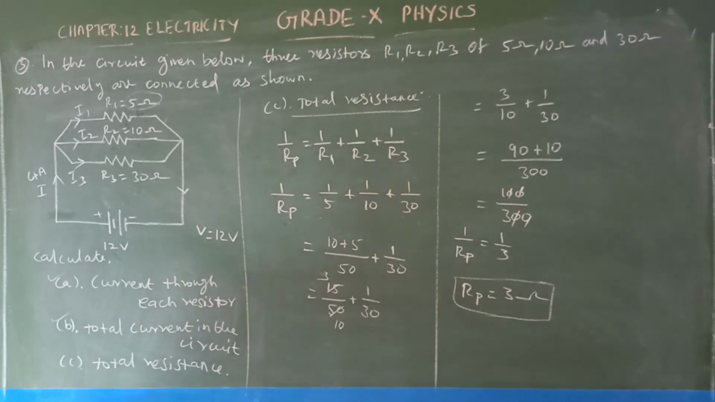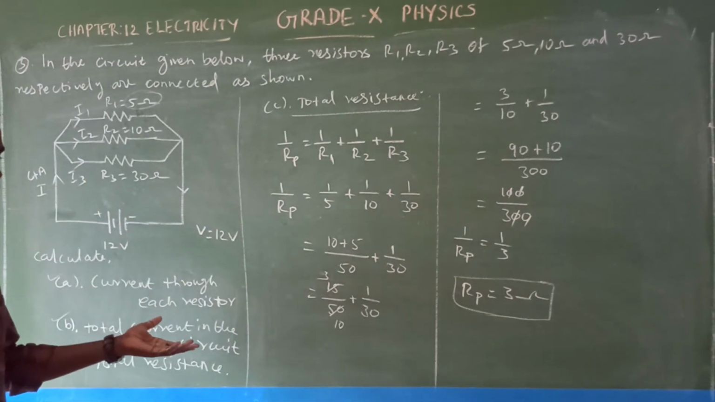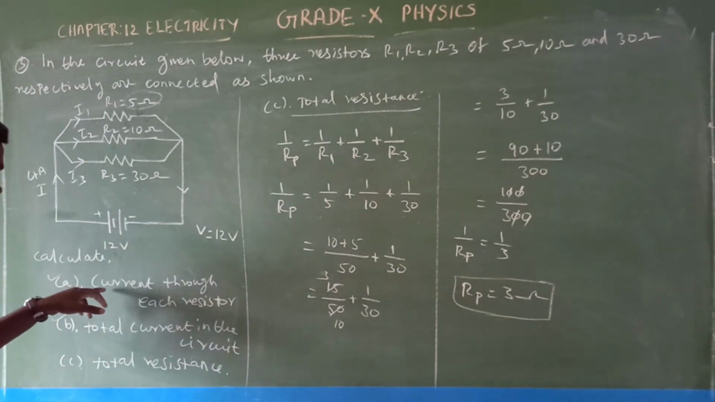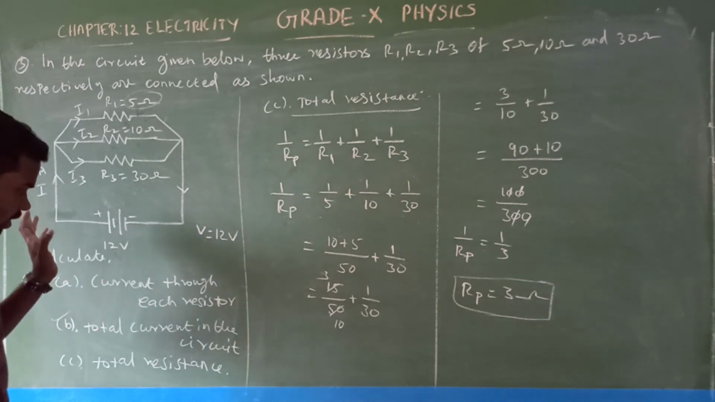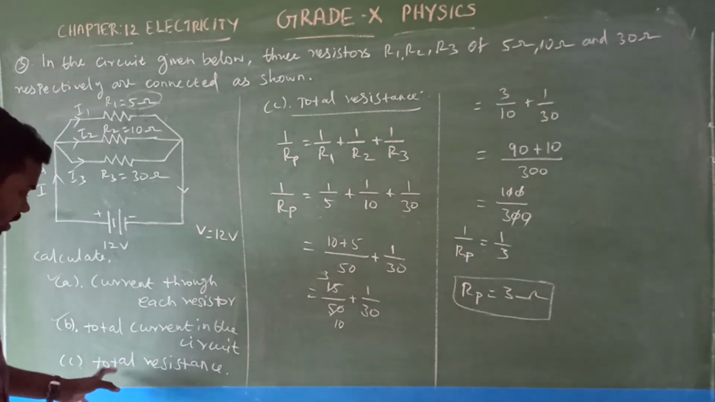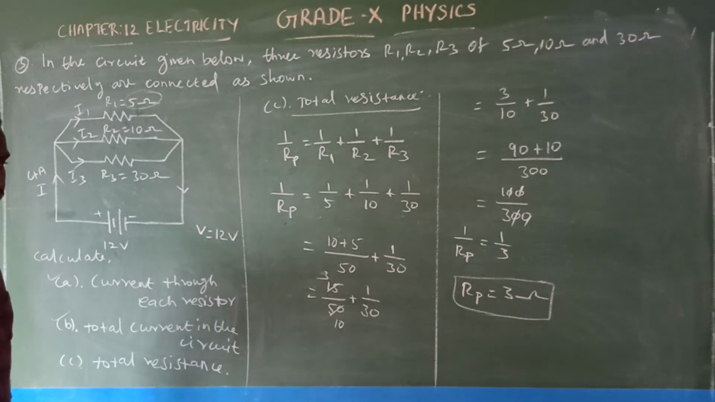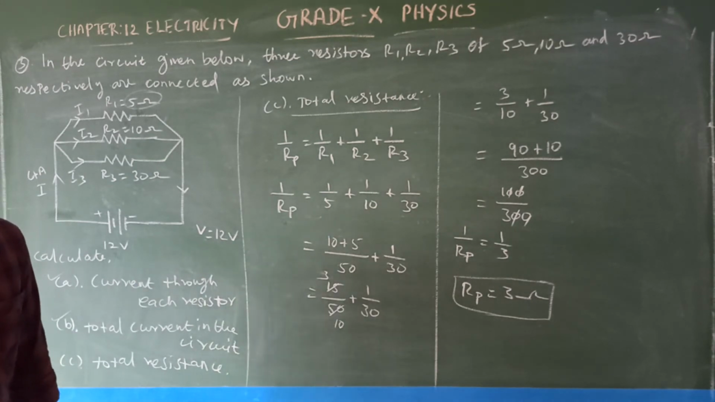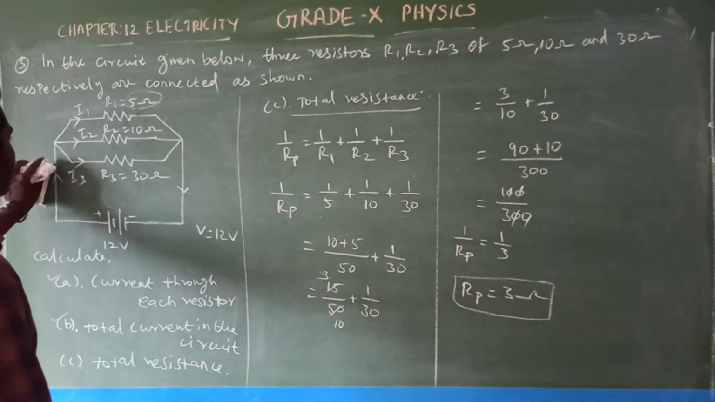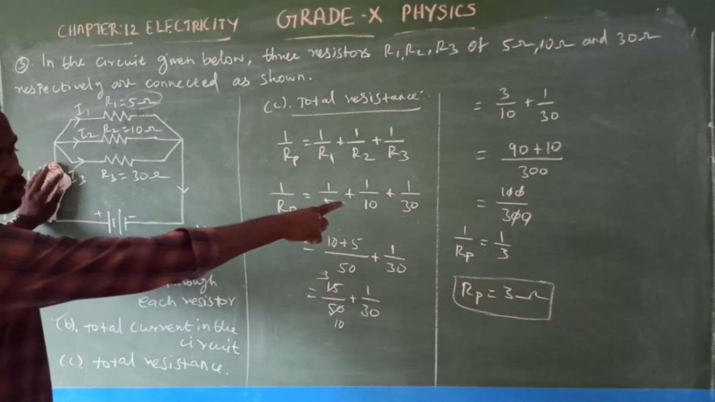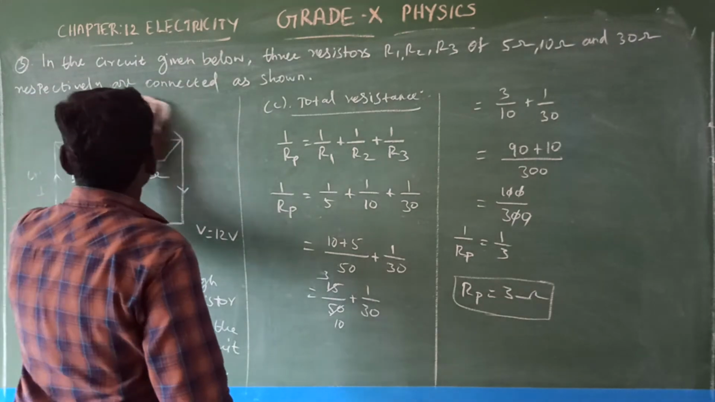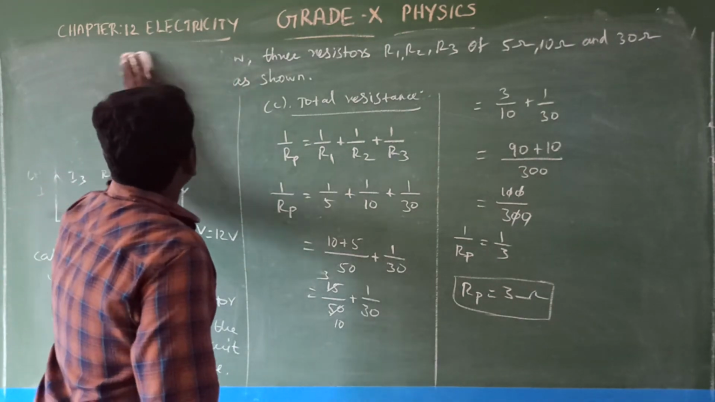That's all. This is one of the models. So first we have calculated the current through each resistor, then the total current, and the total resistance also we have calculated. Is it clear? Yes, that's all, students. Very easy one. So in this manner we need to find the total resistance value. So we will move on to the next one.